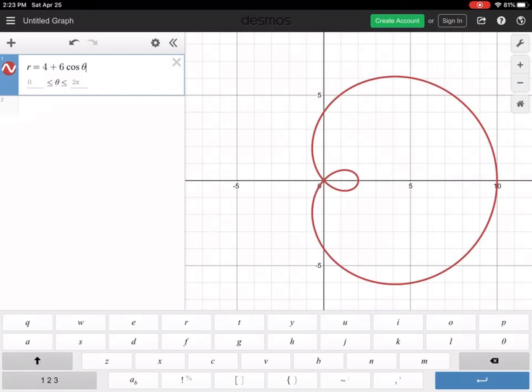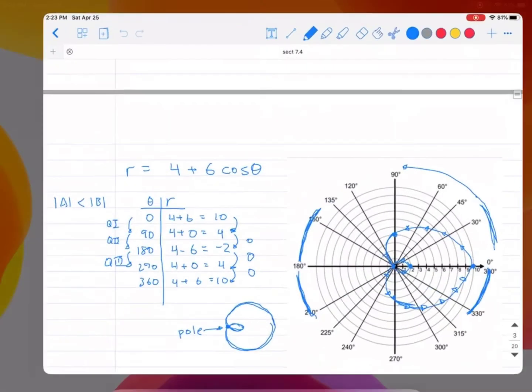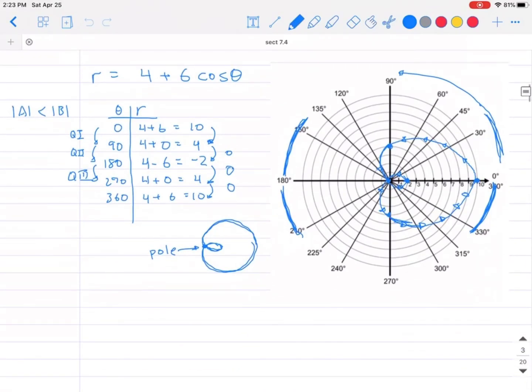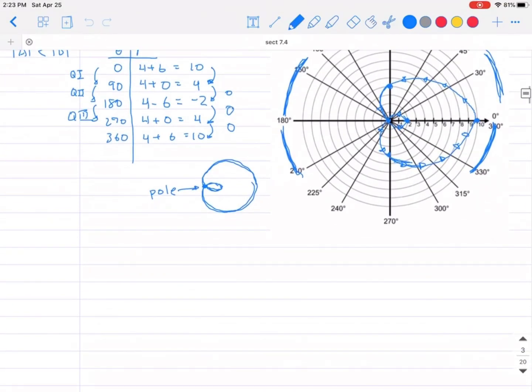Okay, so yeah, you can see that you have that small little loop inside because of the radius that's -2, and then you have the rest of the curve just as before. Okay, so those are the 3 types of curve that you're going to get for the general shape of r is equal to a plus b cosine of theta, or r is equal to a plus or minus b cosine of theta, or a plus or minus b sine of theta.